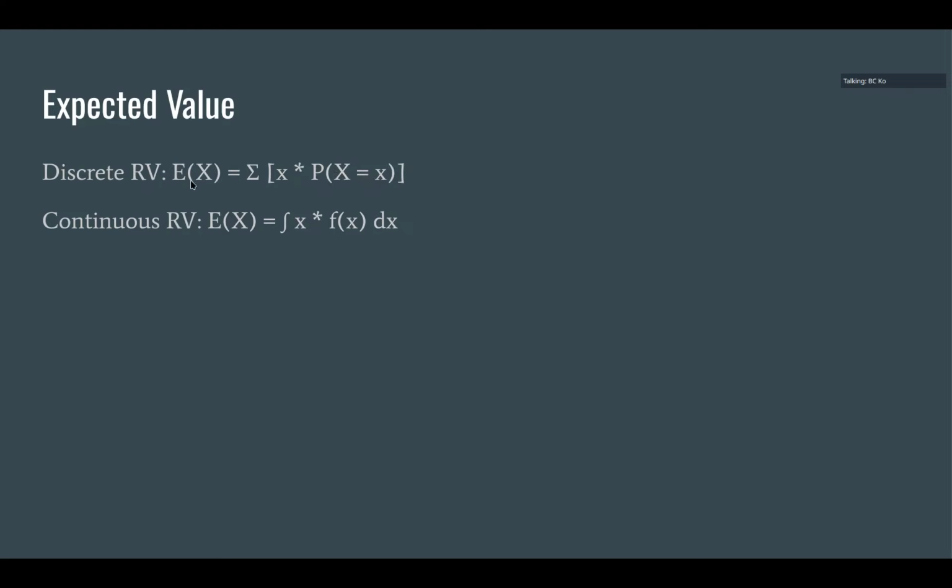For continuous random variables, the expected value is found by integrating the product of the variable x and its probability density function over all possible values. And the formula is shown here. The expected value provides a measure of the central tendency of the distribution of the random variable.